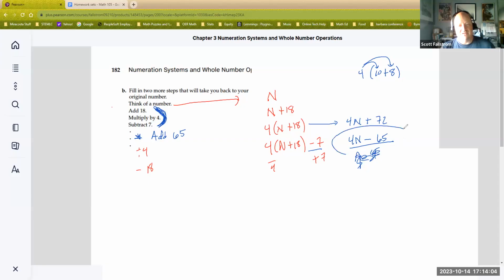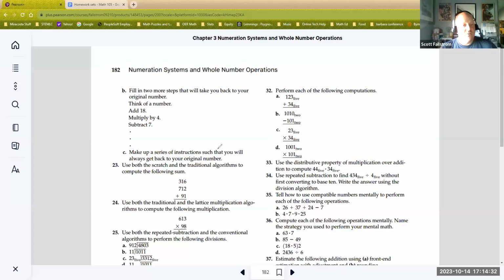But if you do take this quantity and you add 65, notice you had subtracted 65, you add 65, you now end up at the 4n value. And then I would say divide by 4. And so I would just divide by 4 and you get back to your original number. You could try this with any number that you're thinking of as long as you do these pieces. So the idea of part C is simply to make your own series of instructions that you will always get back to your original number. Now, if you really want to make this entertaining for students or a little bit more like, what?